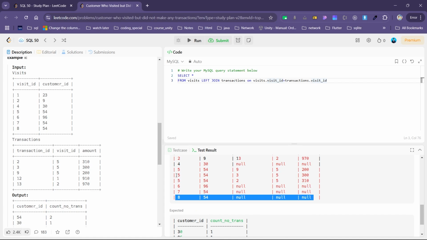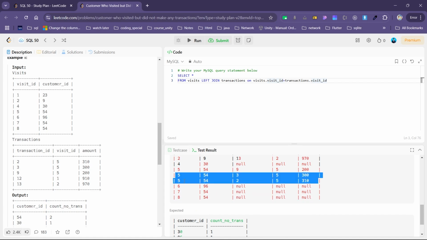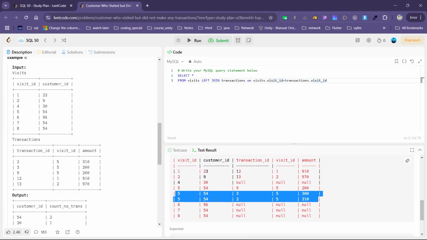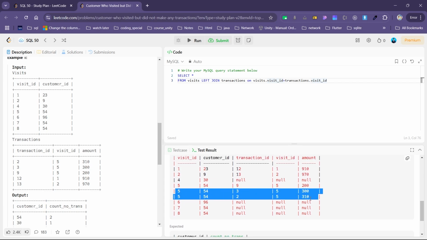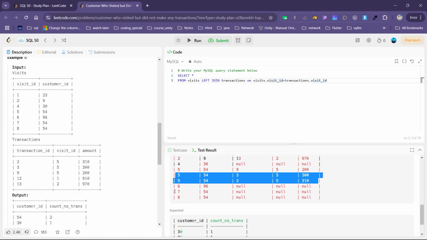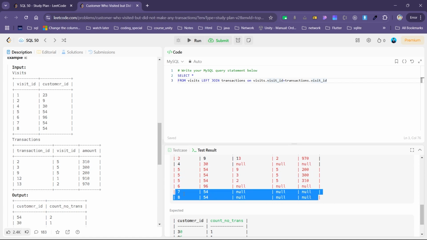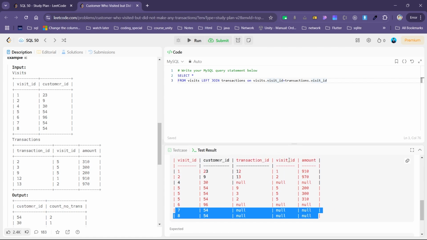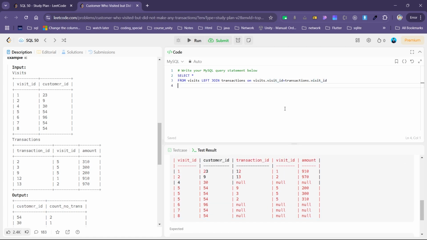You see, we have two entries with the same visit ID here. This shows that the customer with the ID of 54 visited once, that is visit ID of 5, and on that visit he made two transactions, that is 300 and 310. Then there are two different entries, visit ID of 7 and 8, where he made no transactions, right? So the entries we want are where the visit ID in the right table is null. So we will use a condition here: where in the transactions table visit ID is null.